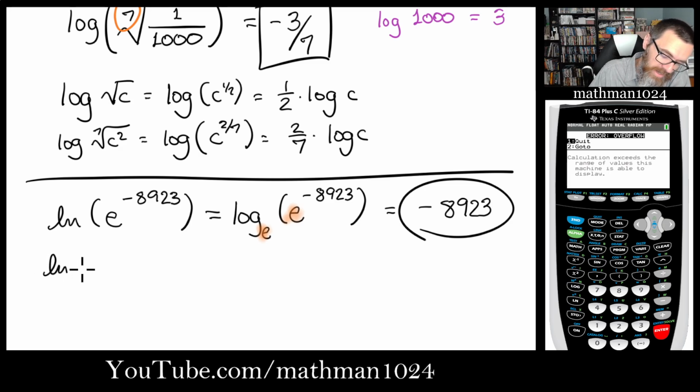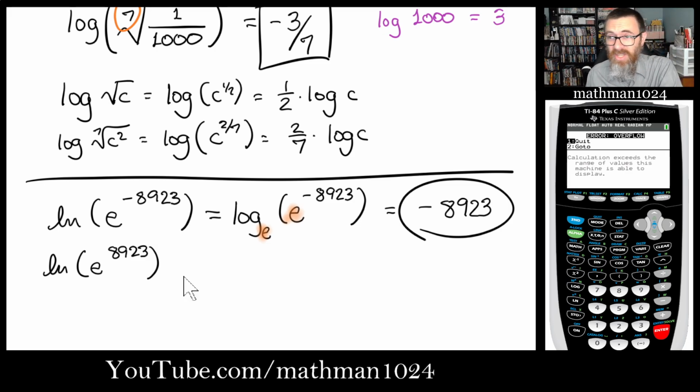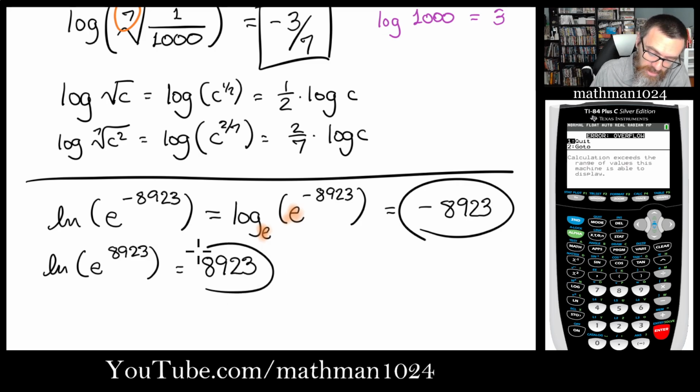So if I had done natural log of e to the positive 8,923rd power, which my graphing calculator says can't do that, the number's too big, because the base of the natural log is the same as the base of the expression inside, e, the answer is just 8,923.